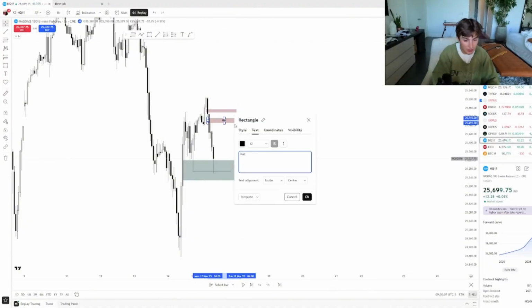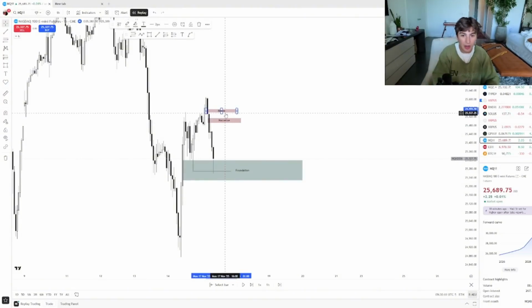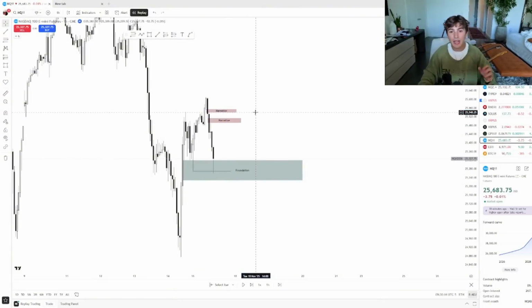And so now this becomes my narrative. And do you see how it quickly flipped? And so I use the idea of newly tapped 1 hour and 4 hour gaps as my foundation. And then I try to find a narrative, which is usually an unfilled hourly gap or just a reason for why price would want to go higher in this case. But it doesn't have to be on the hourly. It can be on the 5 and 15 minute chart. So let me show you that.